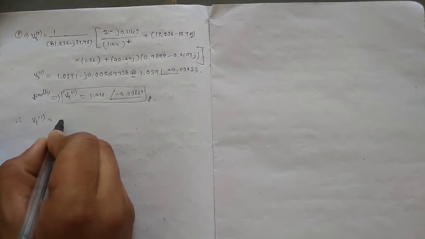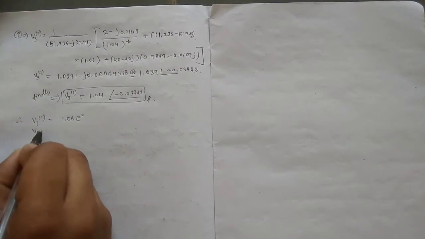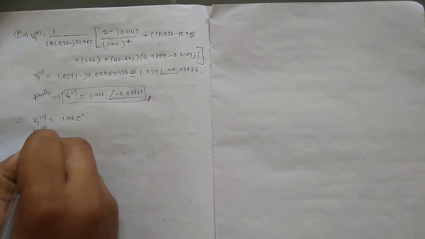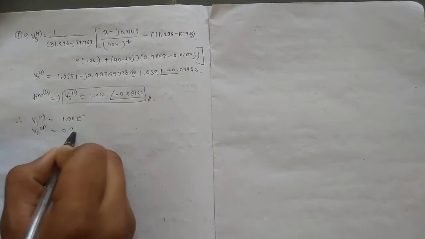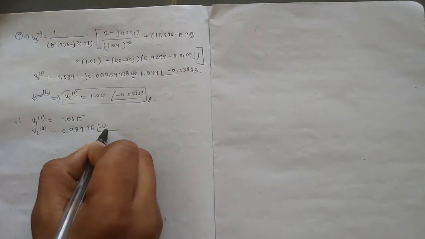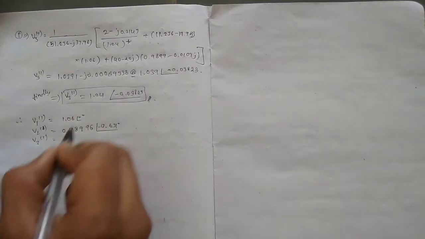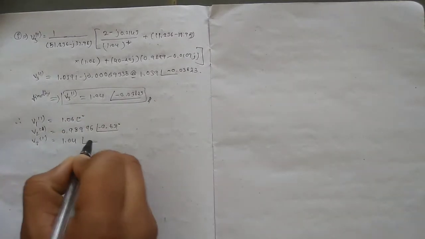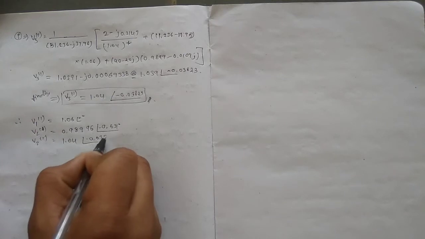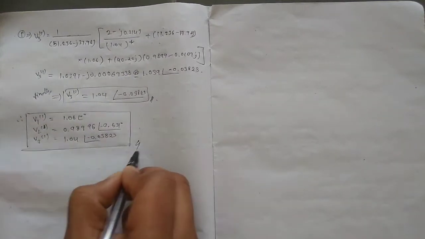V1 of 0 we calculated as 1.06 angle of 0, and v2 of 1 we have calculated that 0.98996 angle of minus 0.631, and v3 of 1 that we have calculated is 1.04 angle of 0.3823. We have done with the voltages, and the next step is step 5.